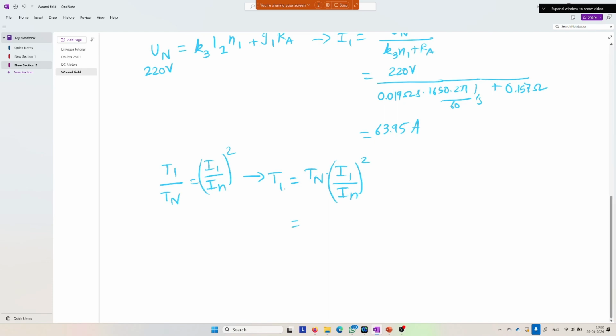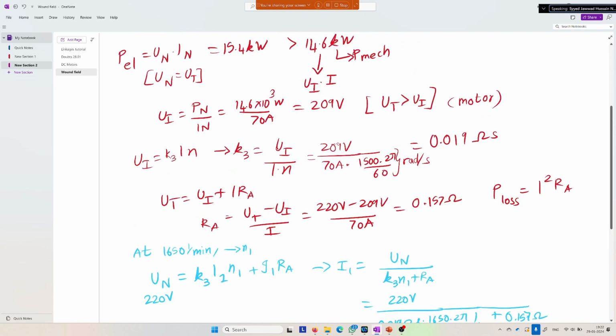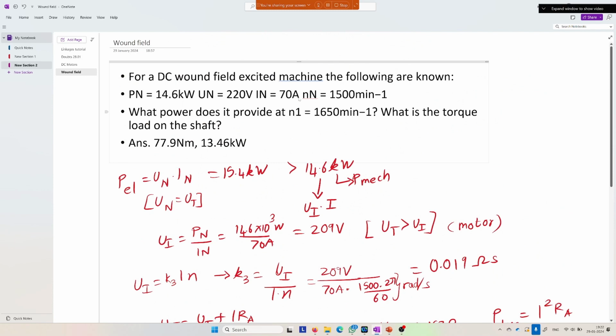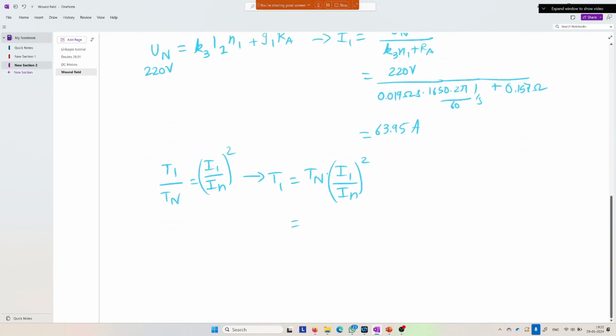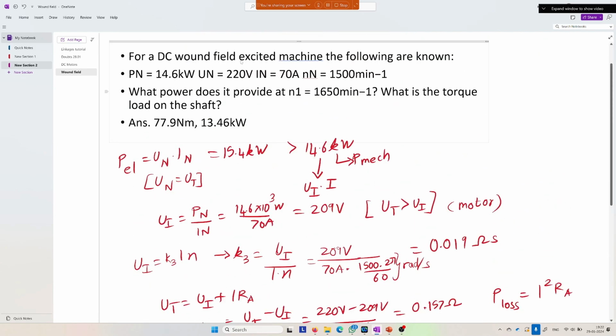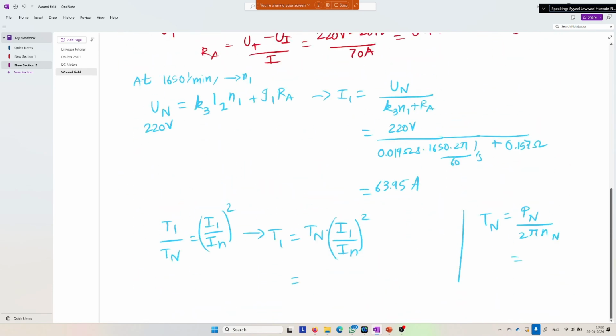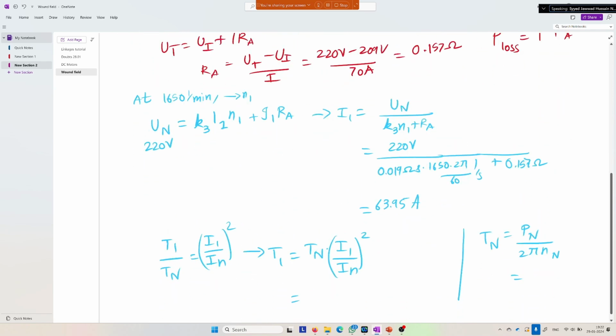But we still need to calculate the torque, right? Do we have the original torque? We don't. Okay, we should calculate that. You're right. Tn is Pn by 2 pi Nn, nominal RPM. So Pn is 14.6 kilowatt. I did not calculate that. Okay.